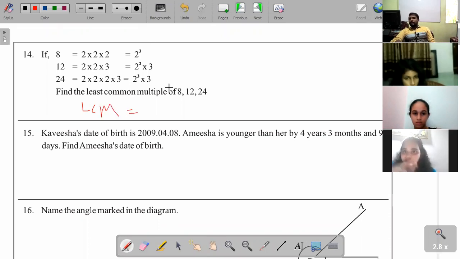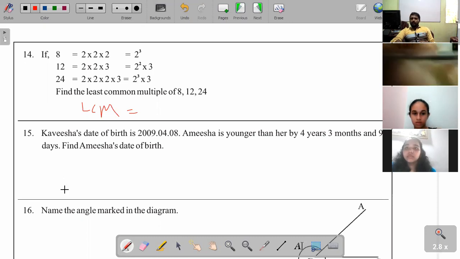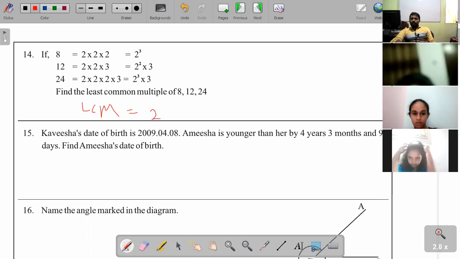You have to write the different bases of these products. What are the different bases? 2 and 3, right? So you have to write 2 multiply 3.